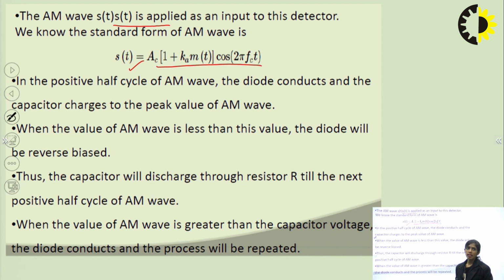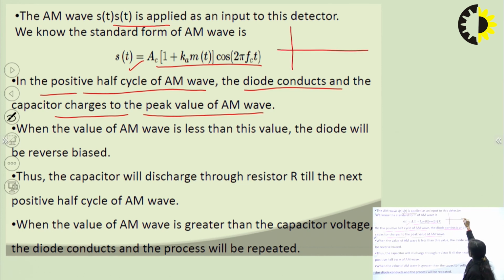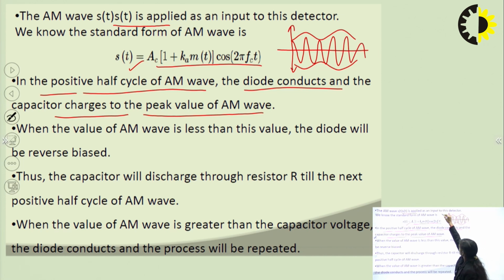When we apply the signal, in the positive half cycle of the AM wave, the diode conducts and the capacitor charges to the peak value of the AM wave. Diagrammatically, we have this amplitude wave like this. This is s(t) that we have obtained, and in this s(t), the envelope contains the message. This message signal can be recovered by charging of the capacitor.